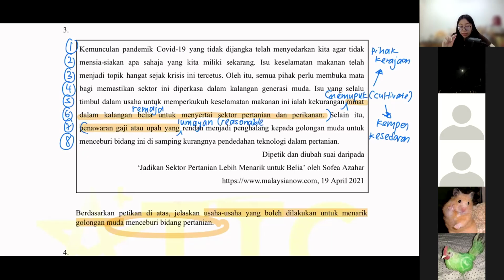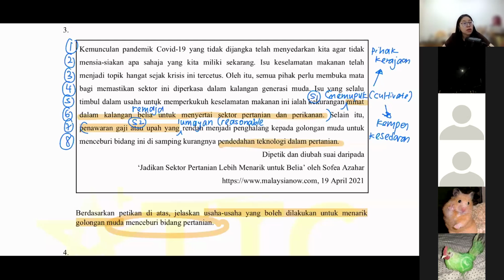Just change it a little bit, then you can become your EC already. So this is your EC pertama, EC kedua. Now EC ketiga, you see, kurangnya pendedahan teknologi dalam pertanian, which is the lack of exposure about the technology towards agriculture. So what you do, you put pendedahan technology. So you don't take the kurangnya.